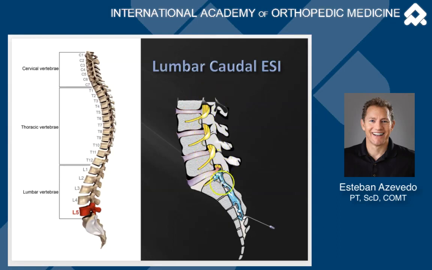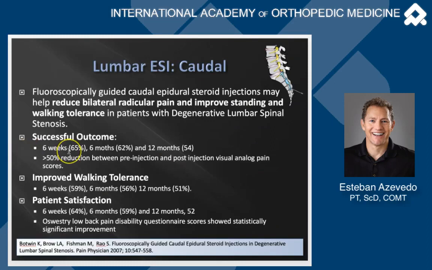But let's say you have bilateral symptoms or stenosis. This technique seems to work well for those types of people. And here's one study back in 2007 showing that people with stenosis had help with bilateral radicular pain, so both legs, and improved their standing and walking tolerance. So remember earlier I said often with lumbar stenosis, people have leg pain with standing and walking. So this showed at 6 weeks, 65%. And at 6 months, 62%, and 12 months after the procedure, 54% had greater than 50% pain reduction.